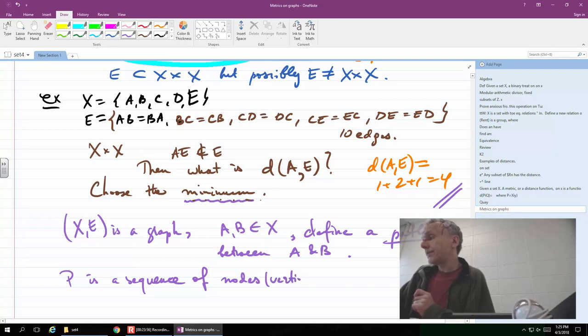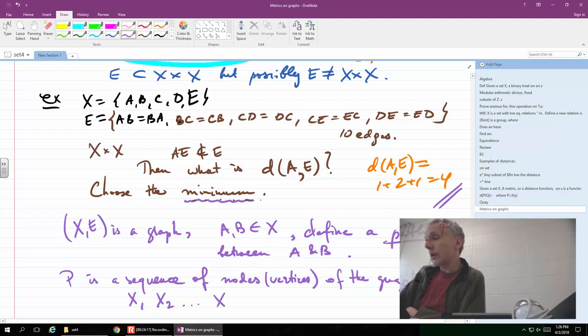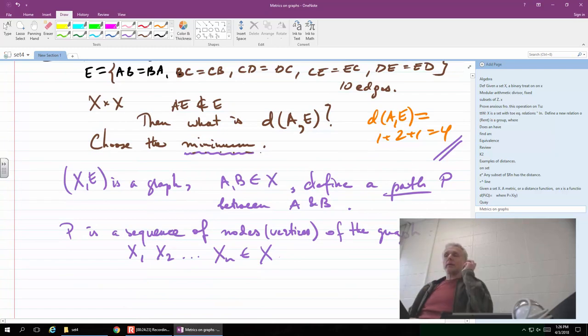of the graph. So we are not on the plane, we're not moving through Euclidean space or anything like that. We can only move from node to node of the graph. And those nodes all belong to X. So in other words, we have x1, x2, xn, they all belong to X. So remember, once again, it's a pair. X is the set, and then there are edges. A path is a sequence of nodes of the graph. Suppose n of them. Okay, and is that it?